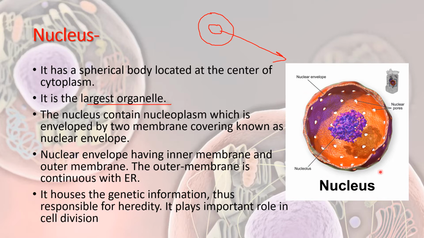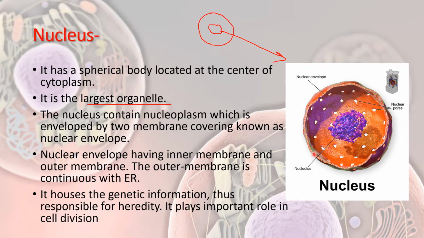You can see over here, this is the enveloped structure. Inside this, it is filled up with some sort of liquid known as nucleoplasm, which is enveloped by two membrane coverings known as nuclear membrane. So this is a double membrane structure which surrounds the nucleoplasm, or we can say the nucleus, which is fenestrated by small pores known as nuclear pores.